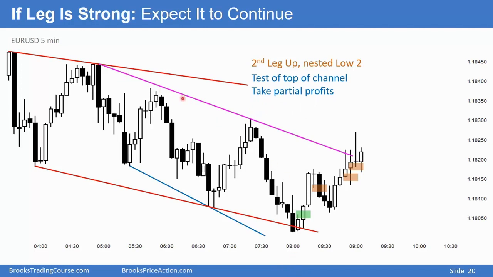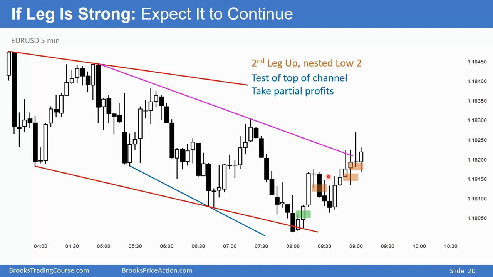We're at the top of a reasonable channel, a good location to take partial profits, either with a limit order here. In fact, that's what created this tail, in part. You had bulls taking partial profits there, or you could take partial profits on the low 2 below this bar, or the low 2 below this bar. Low 1, low 2, low 1, or low 2, or low 2. Reasonable to take partial profits.